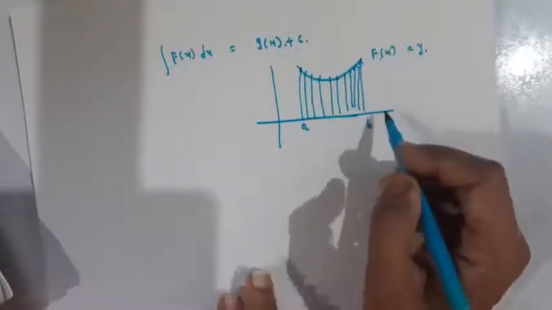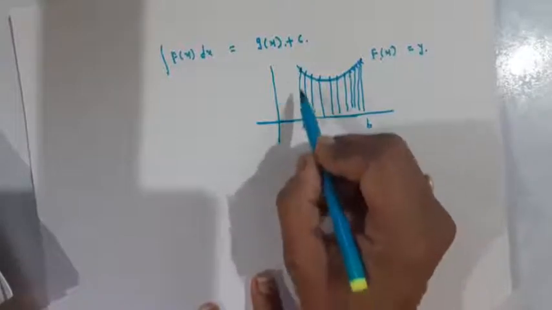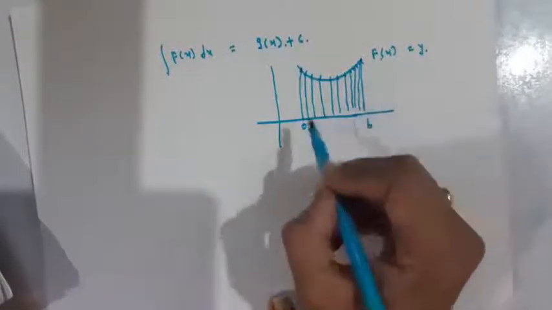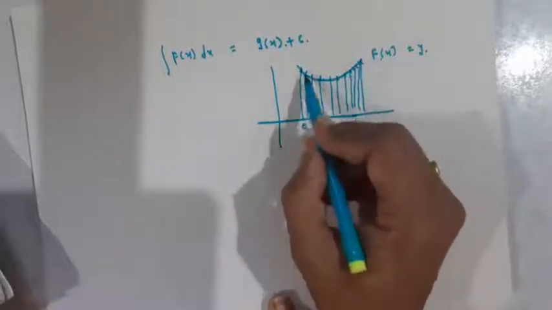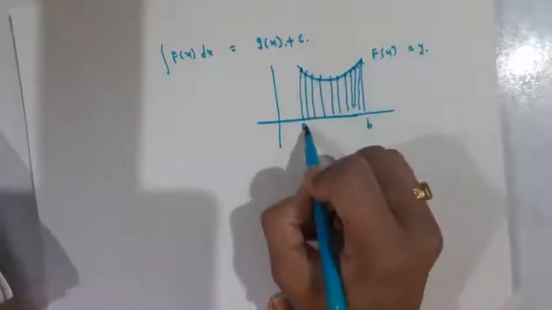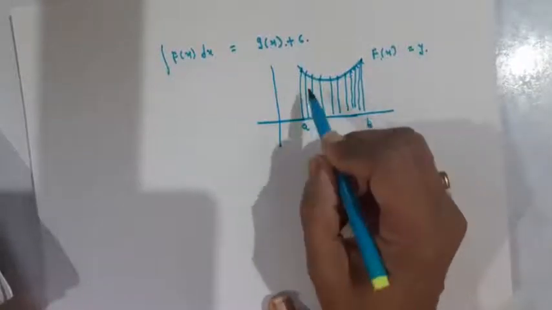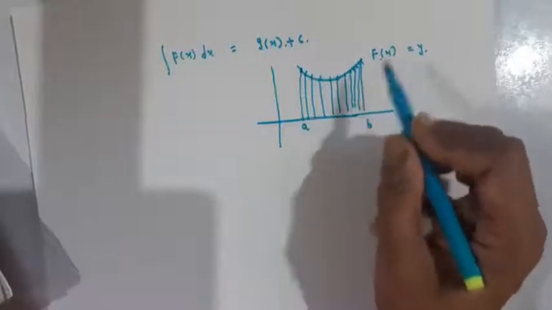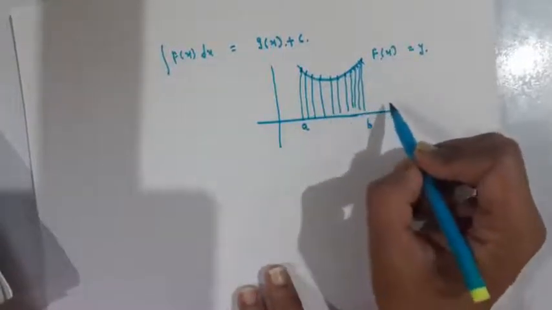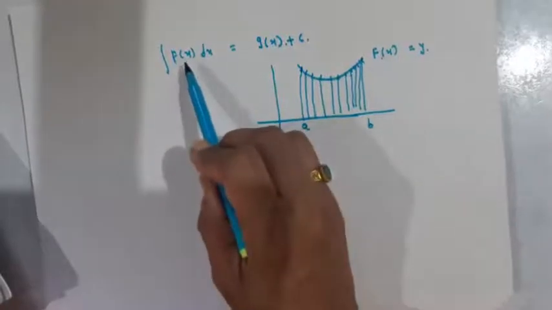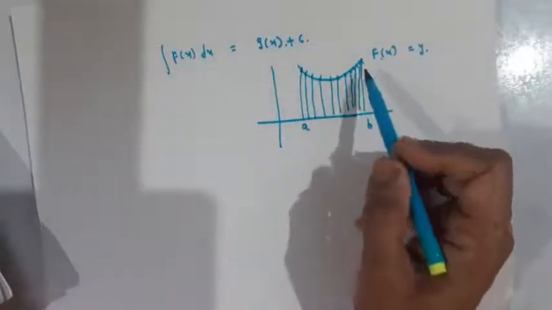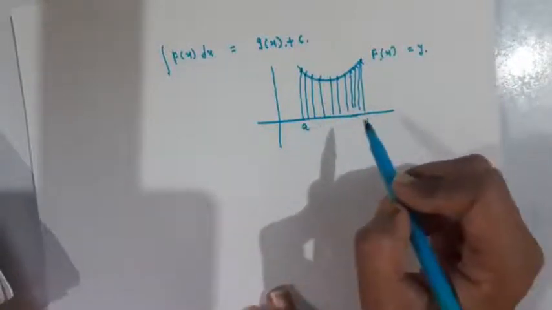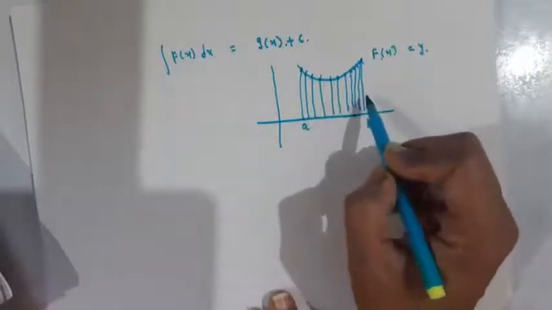Students, here the points are specified. That means we have to add all the points from point A to point B, and we know from where to where we have to add the points on the curve, and that's why it is definite integration. In indefinite integration that is not specified, but in definite integration it is specified from which point to which point we have to add all the points.